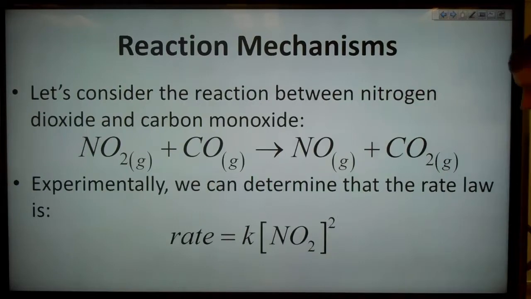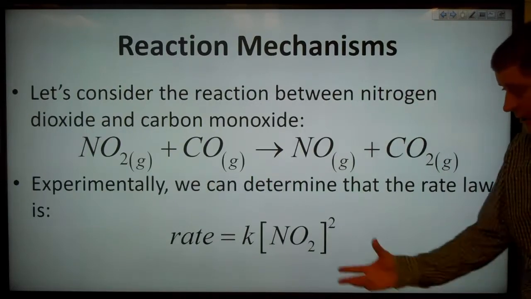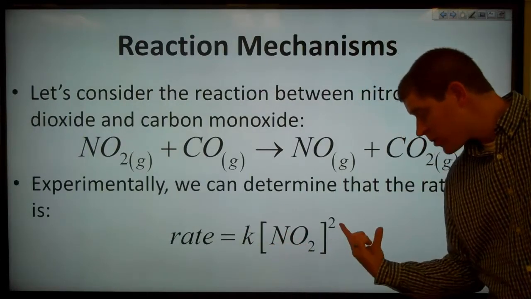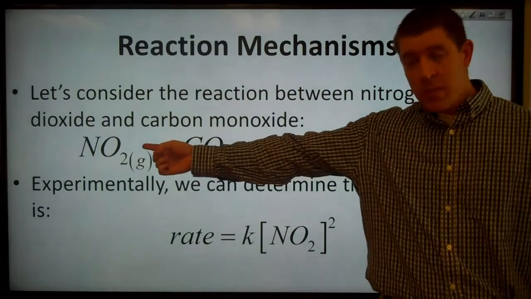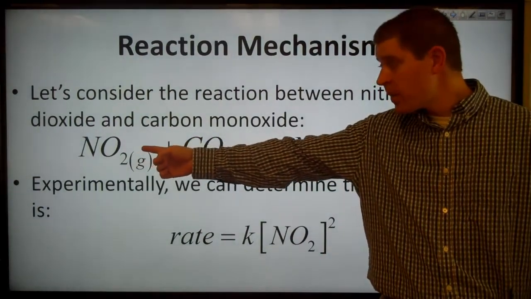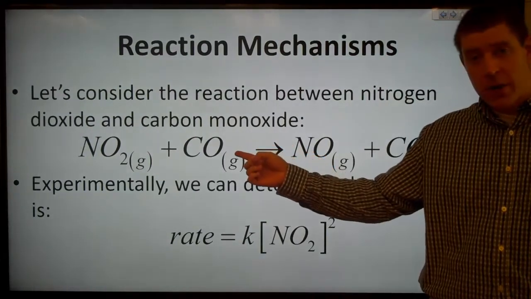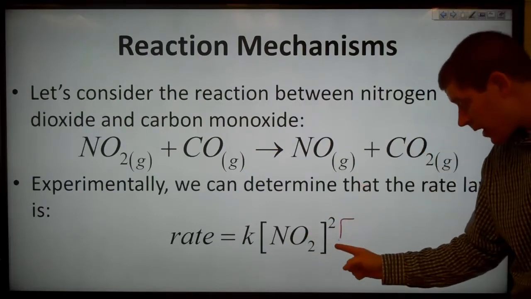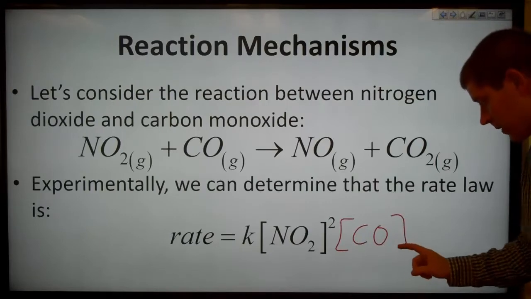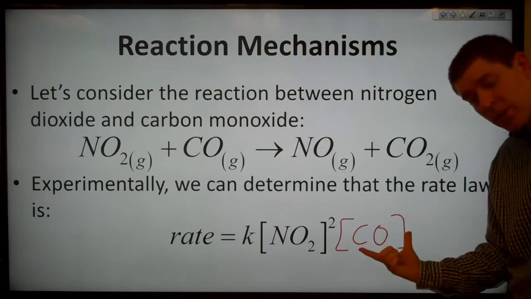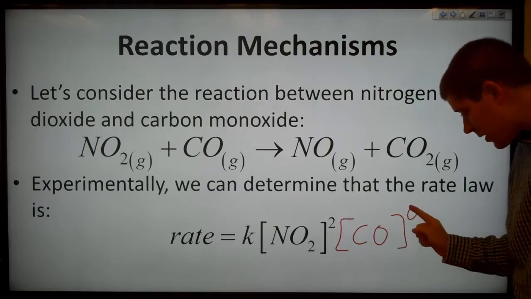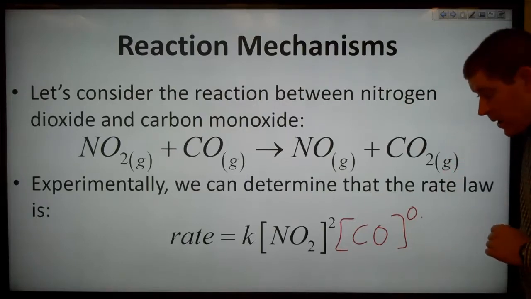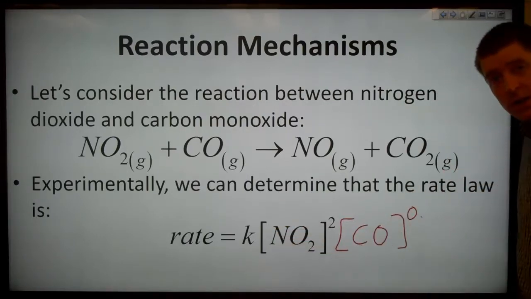Experimentally, we can determine that the rate law looks like this. The rate is equal to k, the rate constant, times the concentration of NO2 squared. Note that now we have a second order reaction in NO2, and we don't have CO in this rate. If we write the concentration of CO, carbon monoxide, but we haven't shown it, that means what we really have there is a zeroth power up here. Anything to the zeroth power is 1, and when we multiply 1 times anything else, we're not changing that other number.